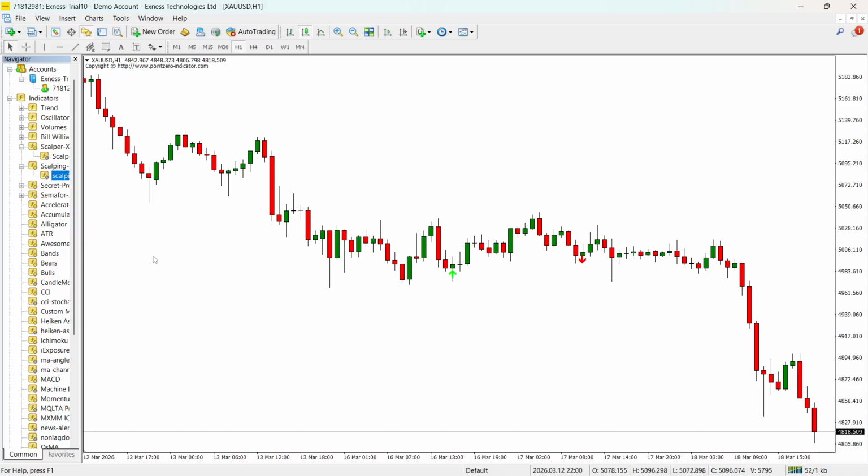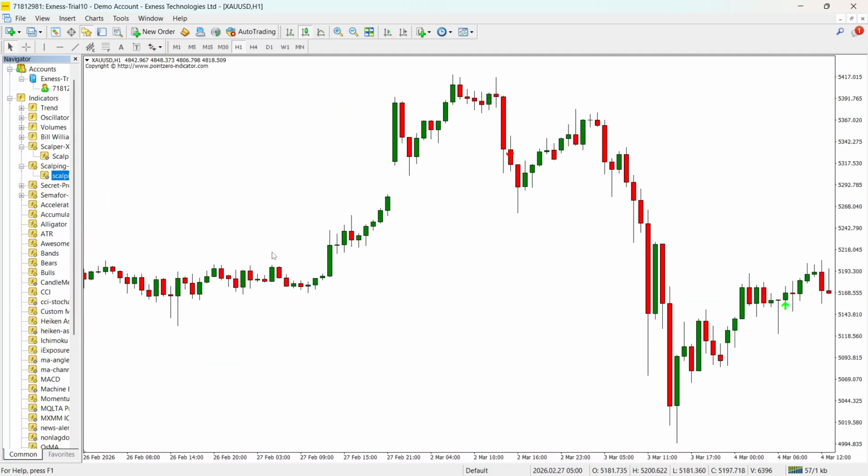Alright, so who is it for? The scalping future indicator is aimed at scalpers and very short-term traders who want clear, immediate visual prompts on their MT4 charts. It is an analytical signal tool only and does not open or manage positions.